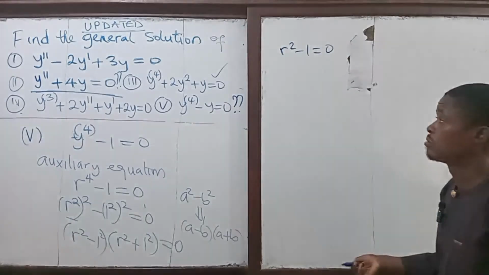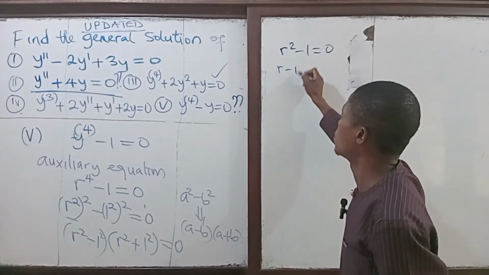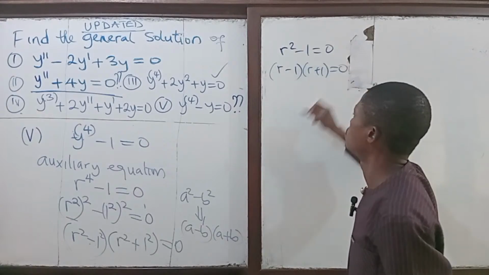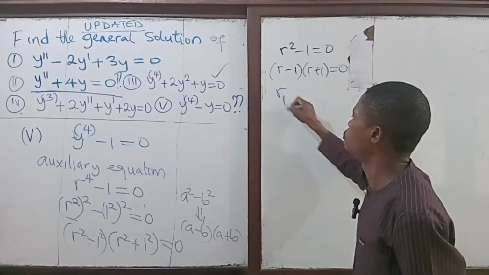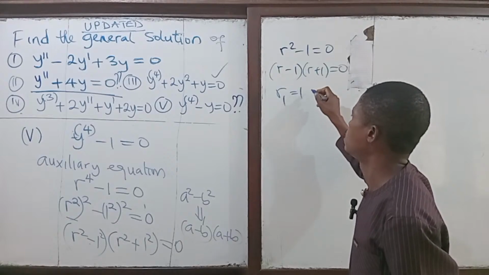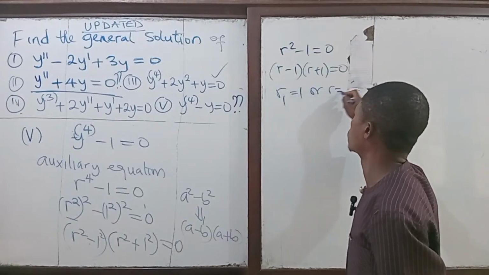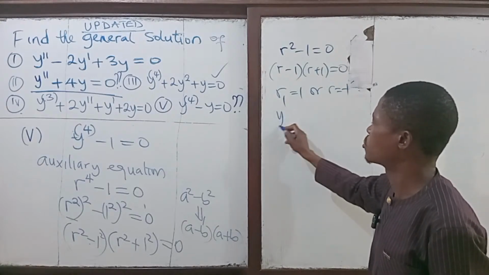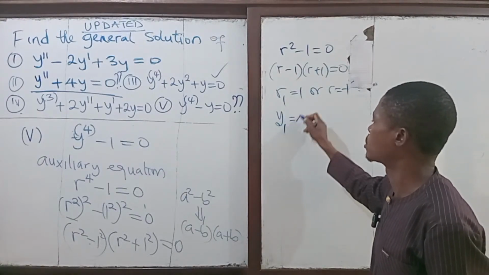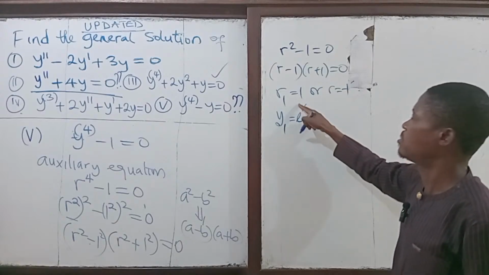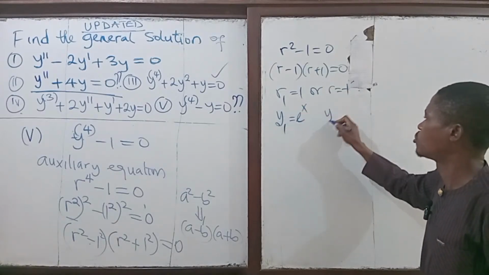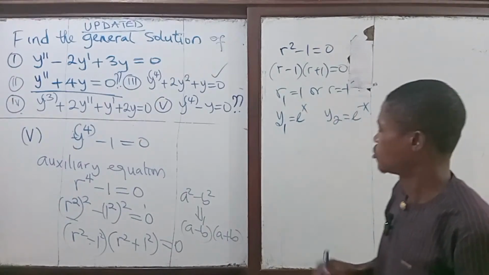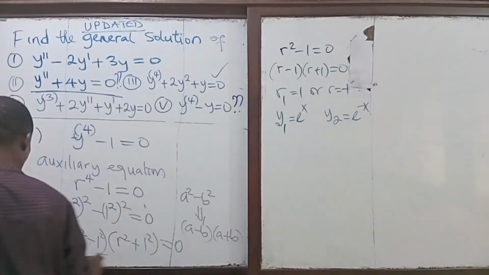So this will be equal to r minus 1 times r plus 1 equal to 0. So I'm going to have r is equal to 1, or r is equal to minus 1. So you can quickly get the solution there. y1 is equal to e to the power x, my r is 1, and then y2 is equal to e to the power minus x. Okay, so we've done the first one.